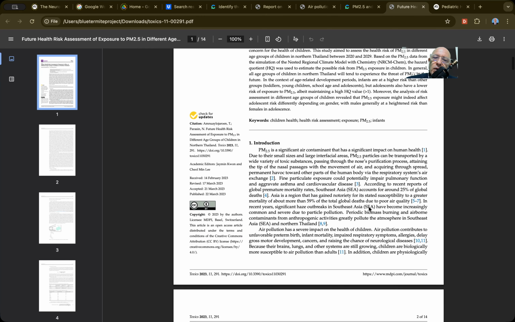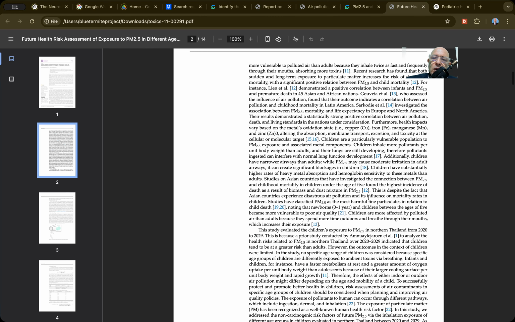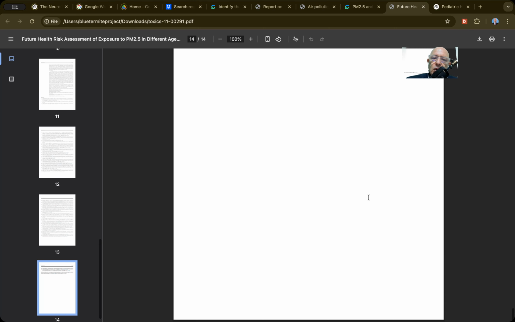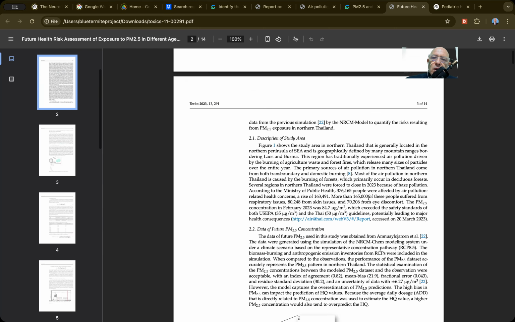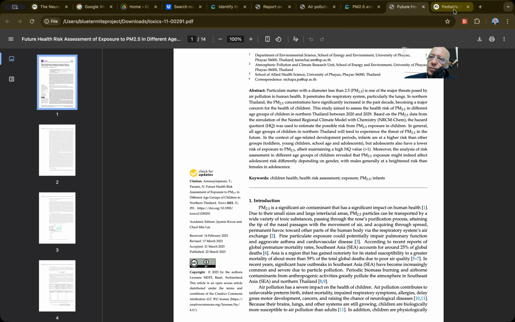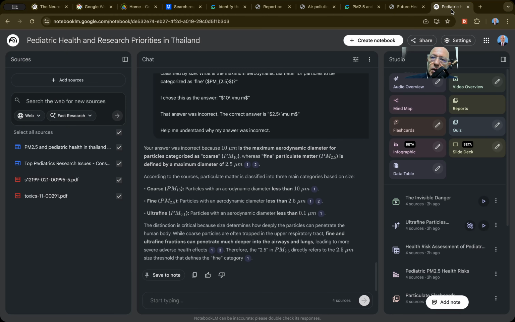So I strongly recommend Consensus over Google Scholar. You can see this study, and it's apparently open source, so it's not behind a paywall. We don't have to pay for it. There are ways to get around that, but I'm not going to bother with that right now.